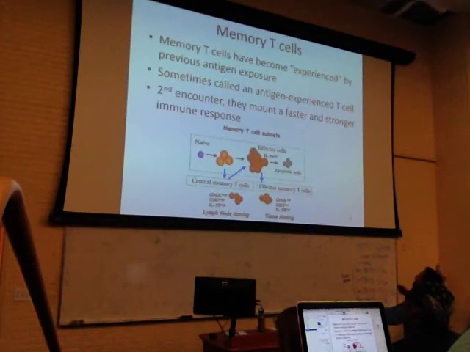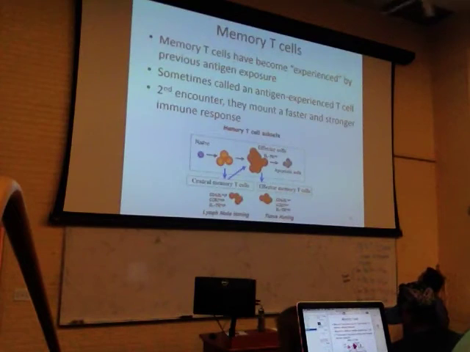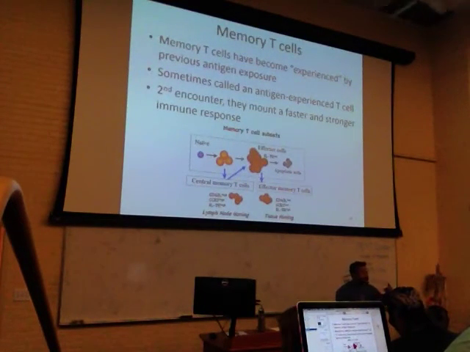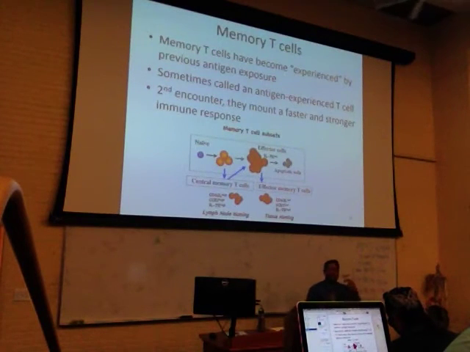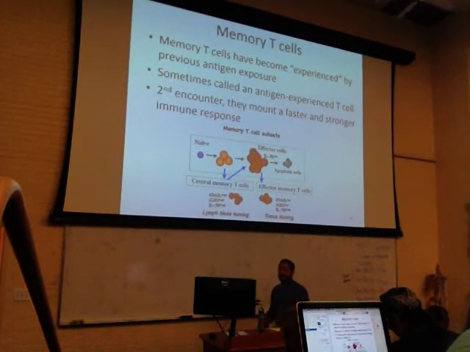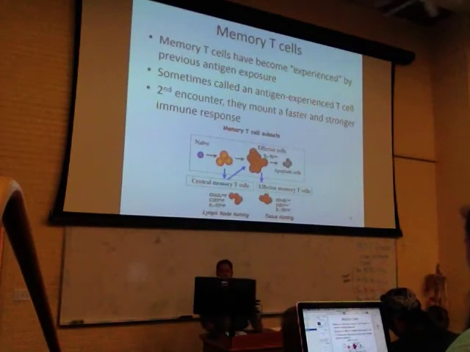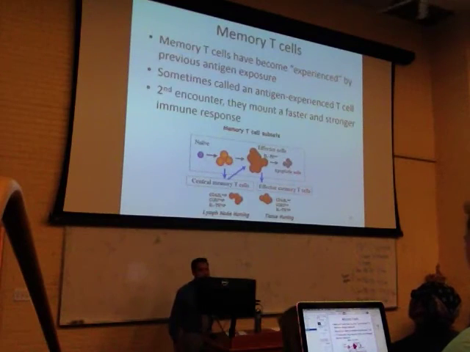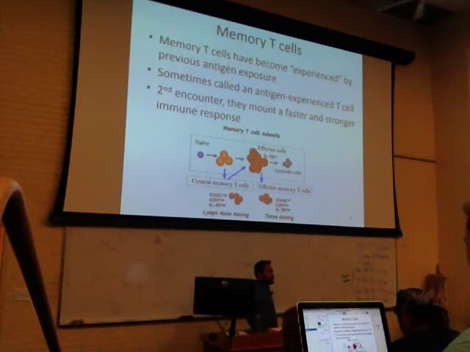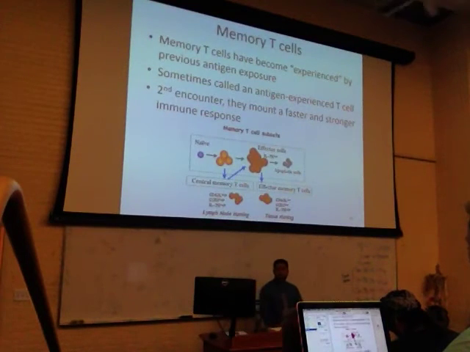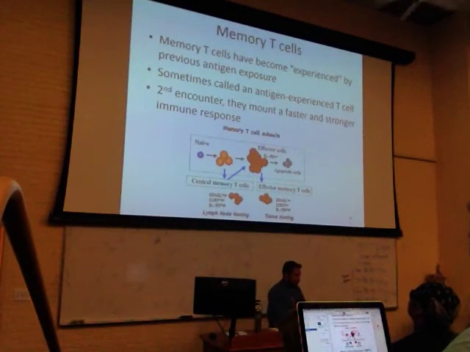All right, so memory T cells. Memory T cells have become experienced, right? They're not naive. They have real-world experience. They've been out in the battlefield because they've had a previous antigen exposure. So a lot of times we'll call this an antigen-experienced T cell. The second encounter is stronger and faster, just like what we saw with the B cells.